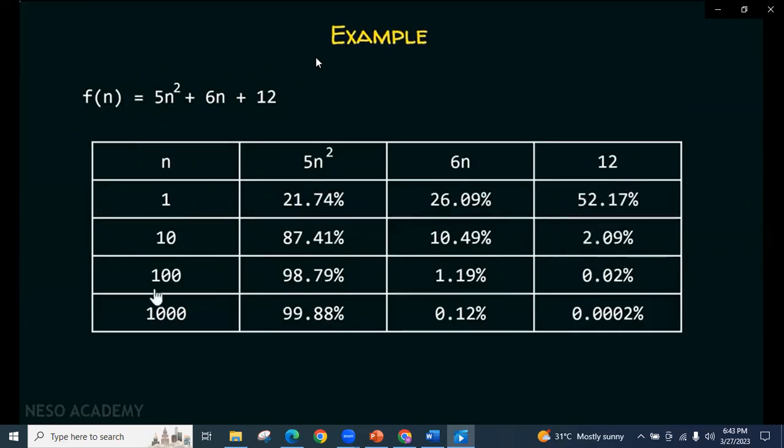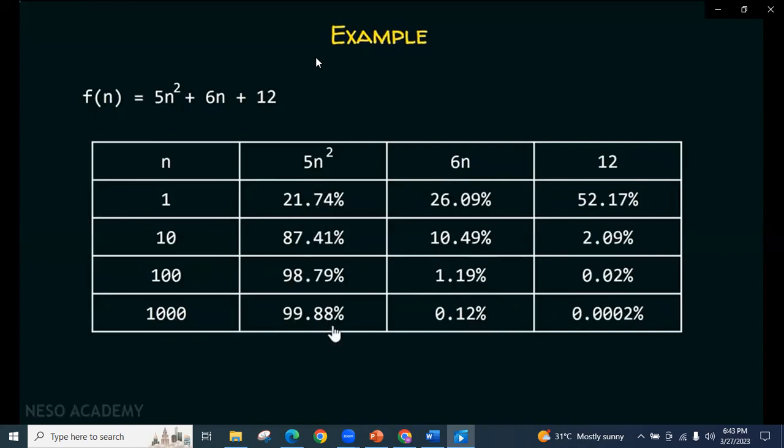Now let's take n value equal to 100. In that case, you can clearly see the growth. 5n² is contributing the maximum of the time, 98.79%, while 6n is just taking 1.19%, and 12 is just taking 0.02%. If you increase the n value further, 5n² is taking 99.88% of the time, while 6n is taking 0.12% and 12 is just taking 0.0002% of the time. These are almost negligible, right? Most of the time is consumed in 5n².